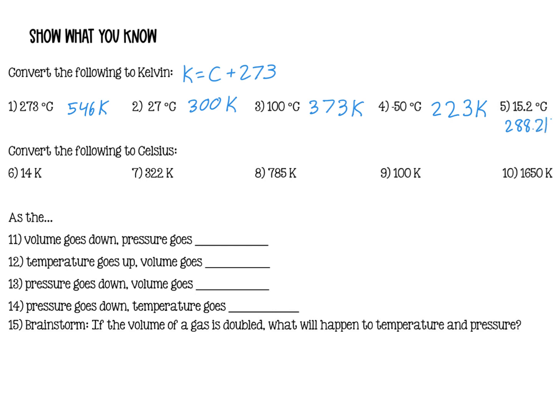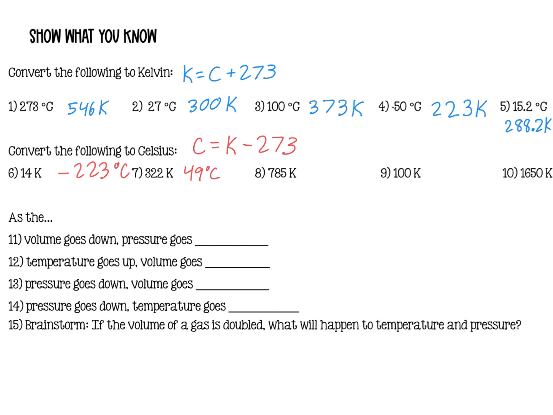For numbers 6 through 10, we are going to convert from Kelvin to Celsius. Since Celsius can be negative, unlike Kelvin, we're going to subtract 273. So, for number 6, we start with 14 minus 273 will give us a negative 223. Number 7, we take 322 Kelvin and subtract 273 to get 49 degrees Celsius.